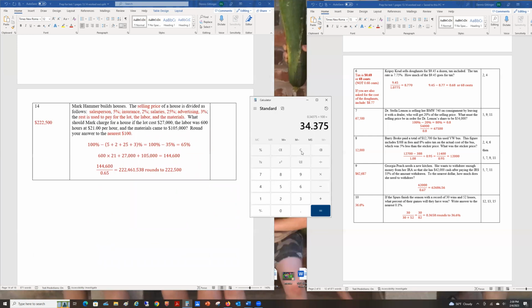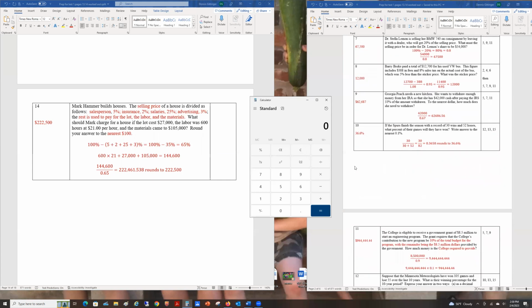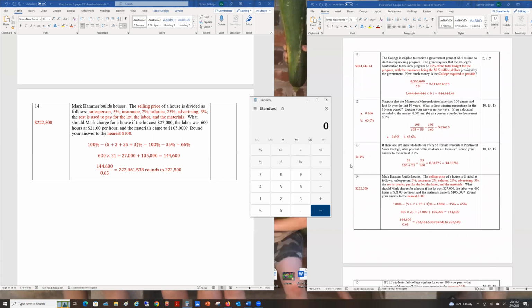I got this problem from a friend of mine who is an actual home builder, and this is how he runs his business. He says, okay, look, I sell a house for whatever I sell it, and 5% of the selling price, and that's crucial, of the selling price, goes for insurance, 2% for salaries, 25% for advertising, and 3%... Sorry, I said that wrong. 5, 2, 25, 3, and the rest is for lot, labor, and materials.